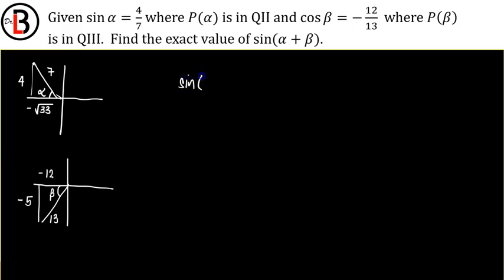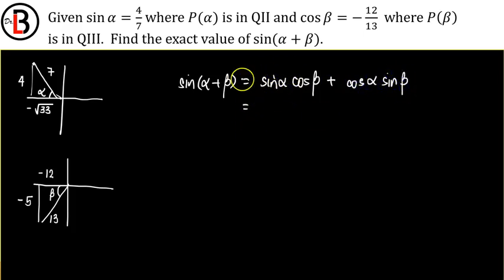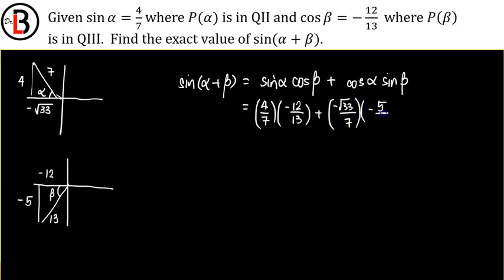So I can say sine of alpha plus beta is actually sine alpha cos beta plus cos alpha sine of beta. So let's look for sine of alpha using the upper triangle. Sine is opposite over hypotenuse, that is 4 over 7. Cosine of beta is adjacent over hypotenuse, negative 12 over 13. Plus cosine of alpha is negative square root of 33 over 7. And then sine of beta is opposite over hypotenuse, negative 5 over 13.